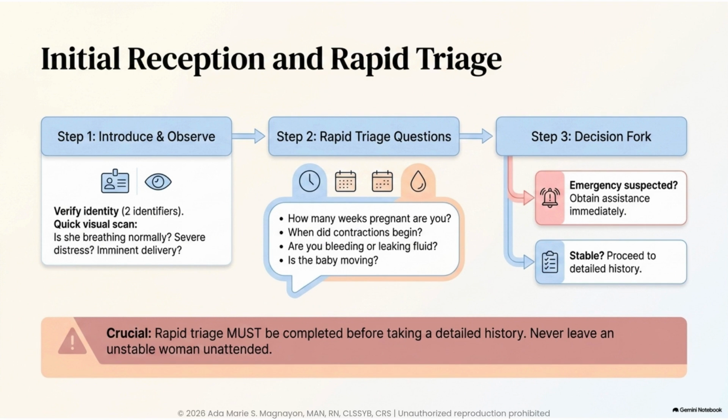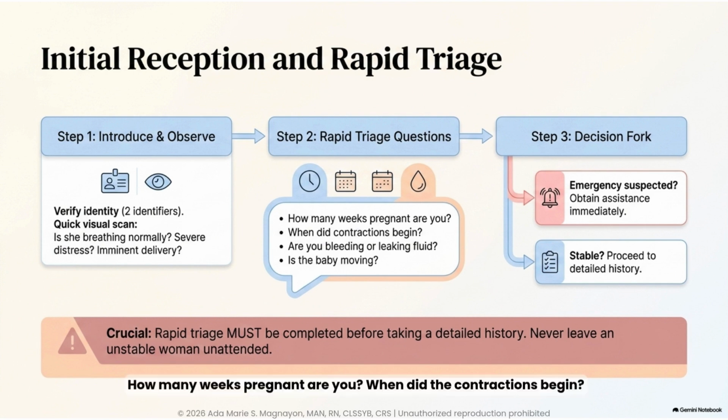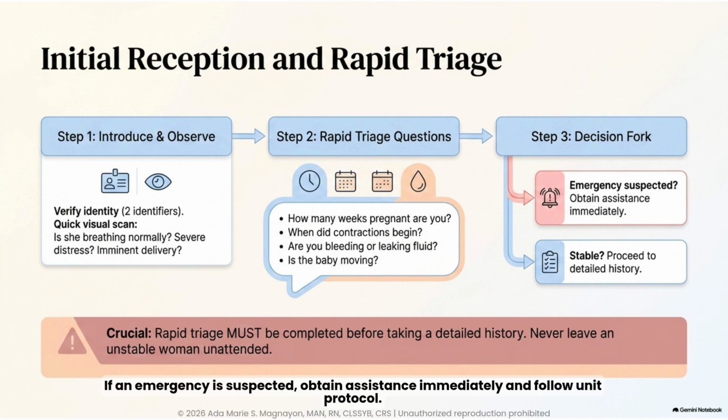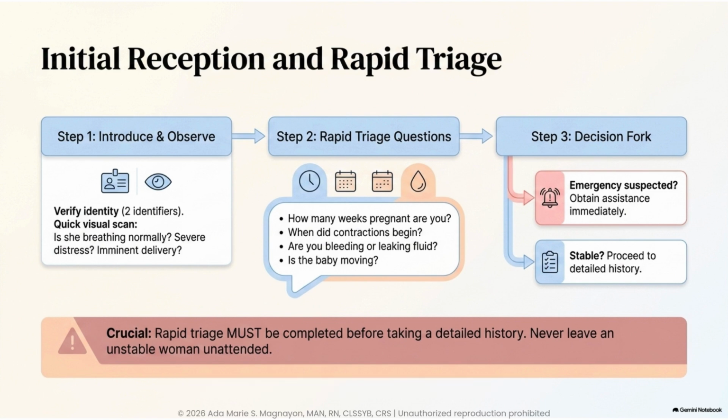Next, ask focused questions. How many weeks pregnant are you? When did the contractions begin? Has your water broken? Is there vaginal bleeding? Is the baby moving? These questions quickly reveal the patient's gestational age and the possibility of active labor or a complication. Finally, make the decision fork. If an emergency is suspected, obtain assistance immediately and follow unit protocol. If the patient is stable, proceed to the detailed maternal history. Rapid triage must always come before a lengthy interview. Before continuing the detailed history, we must recognize the findings that cannot wait.